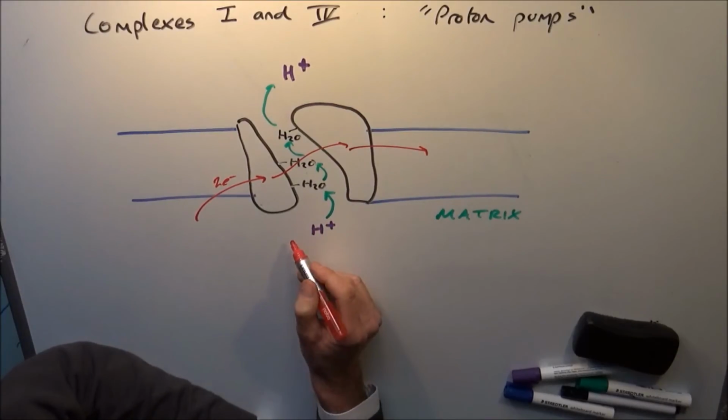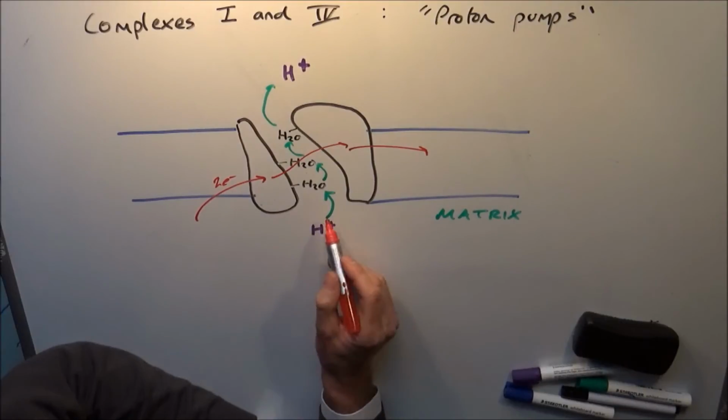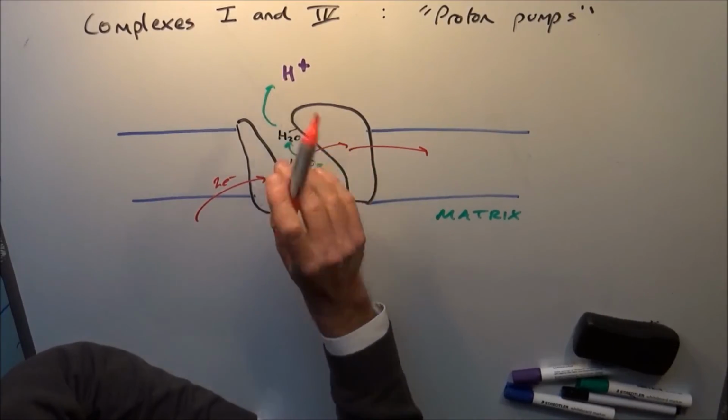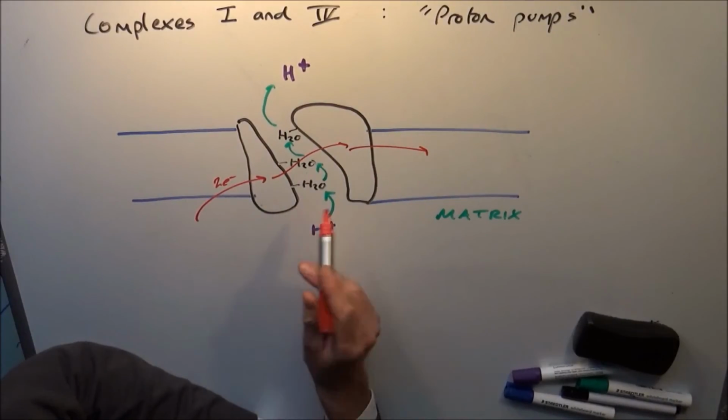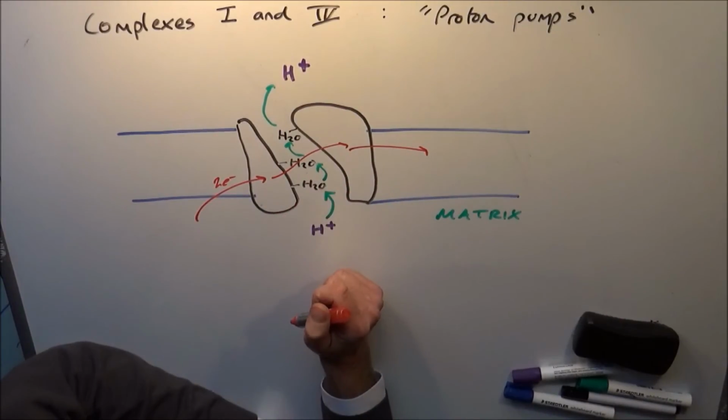So if you've got a high affinity at this side, it means a proton binds, and then it lowers on this side and it comes off, and that's all controlled by the redox or the reduction level of the protein.